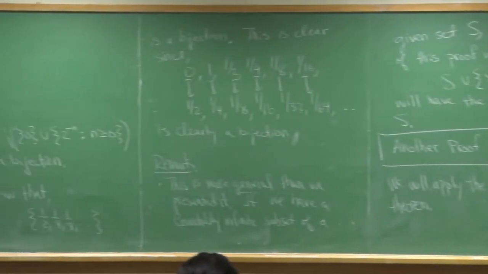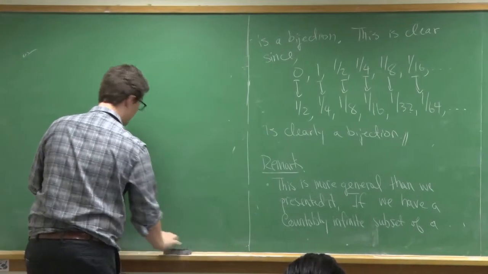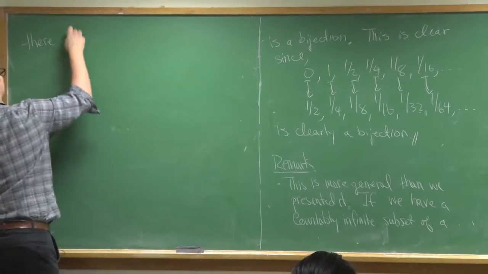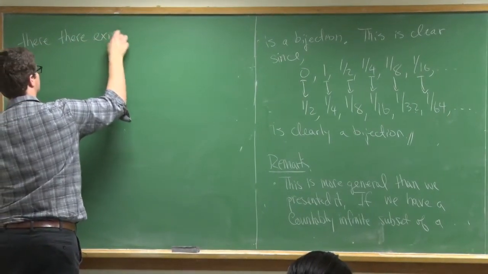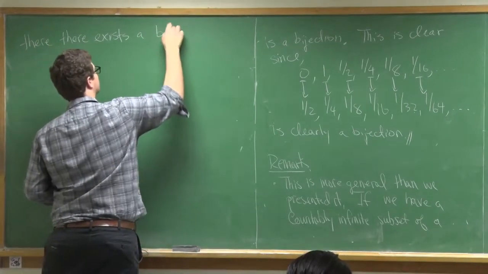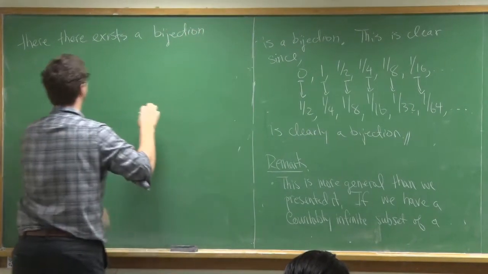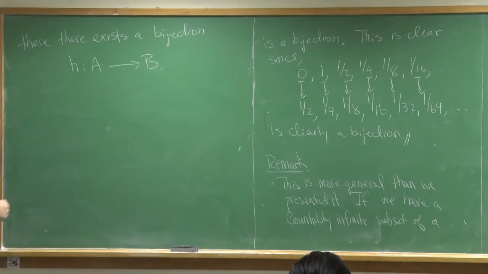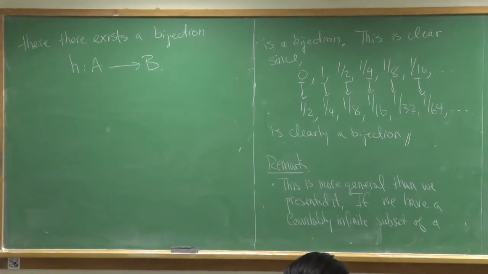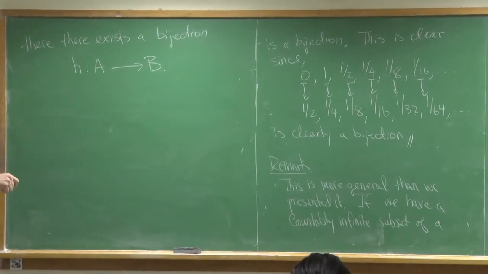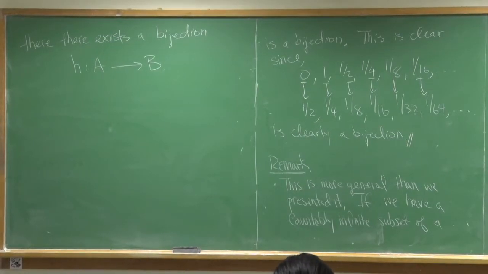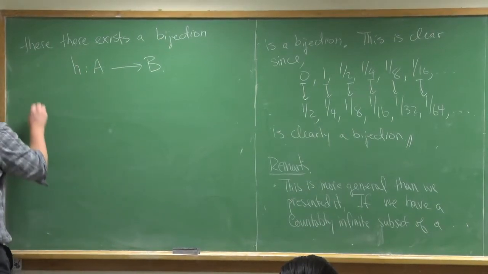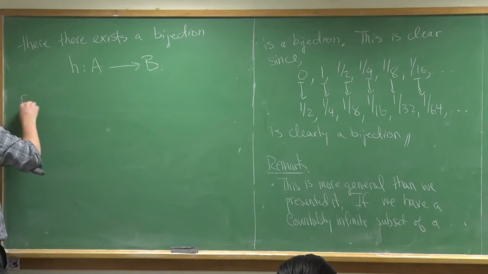So if you can find two injections, you get a bijection for free. That's what it says. Then there exists a bijection H from A to B. All right? So that they're equivalent. So all you need is to include one set in the other, like two inclusions, right? And then you'll get a bijection. Okay? So let me do an example.